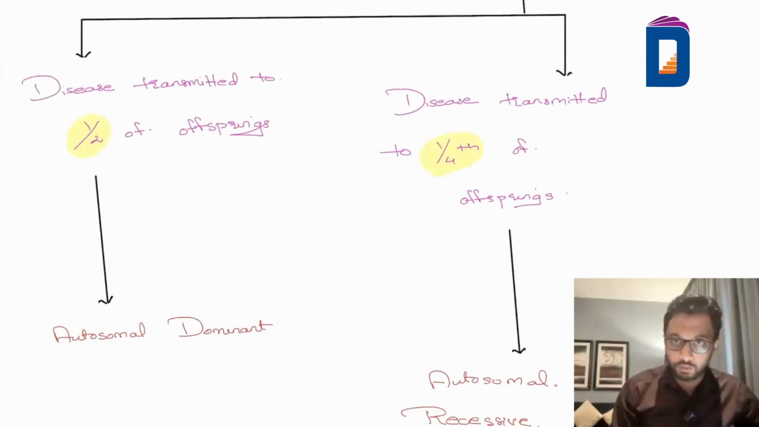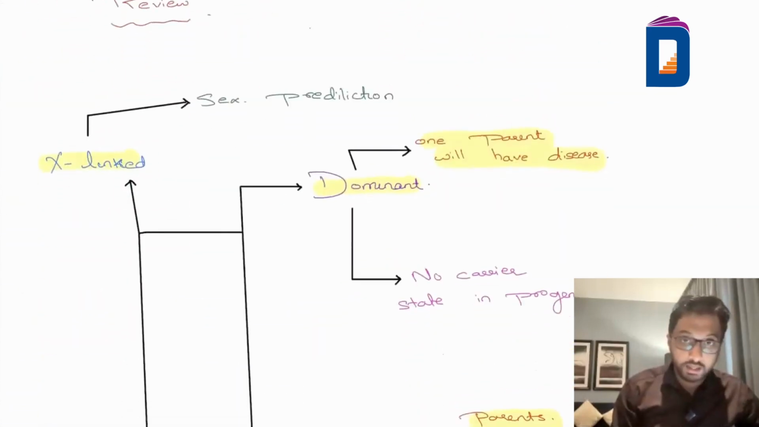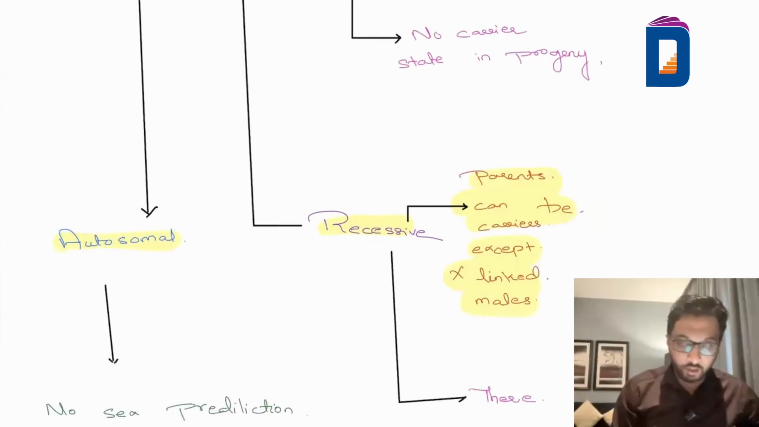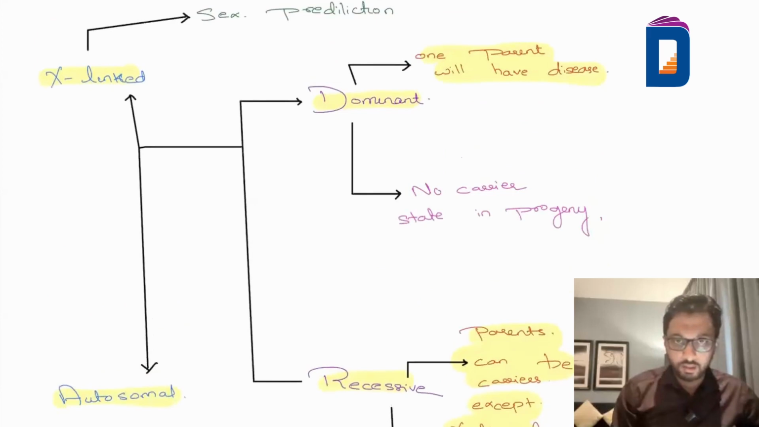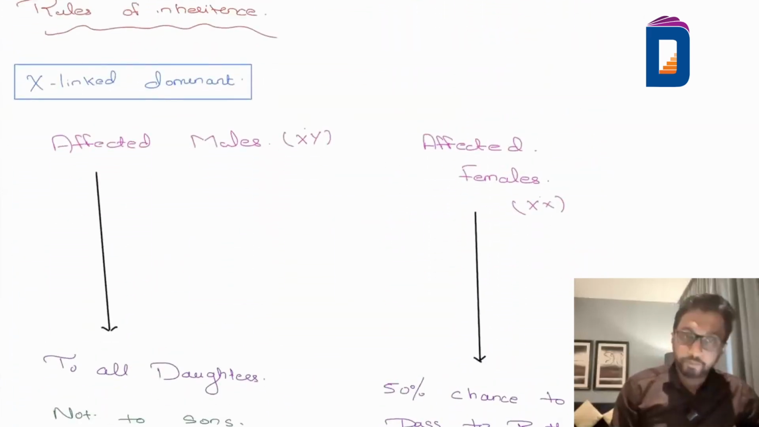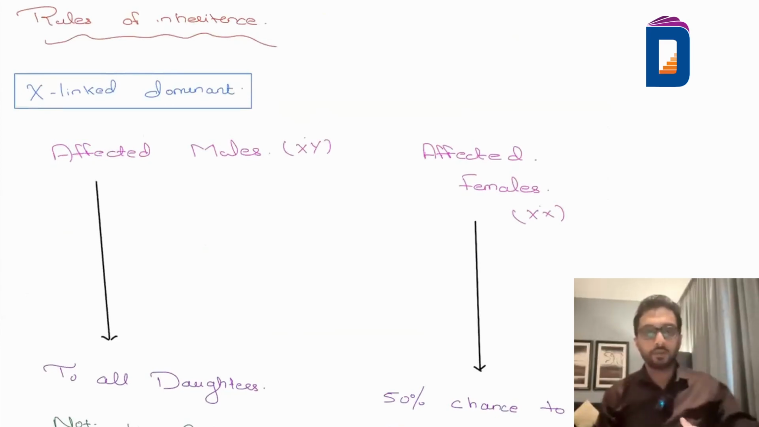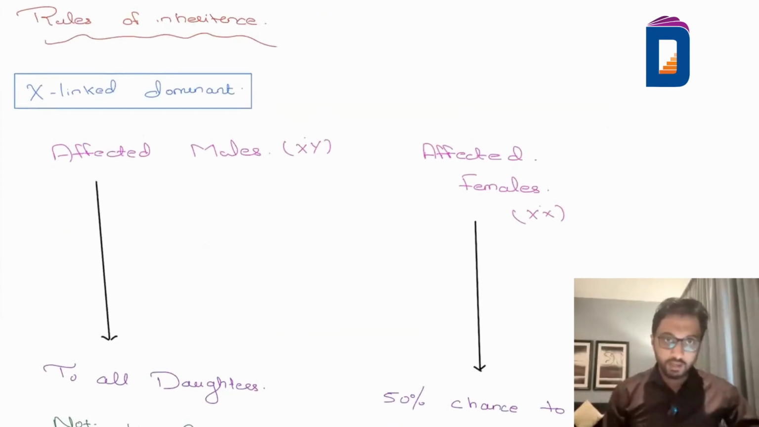If it is autosomal, check the parents' state. If at least one parent is affected, it's dominant, especially autosomal dominant. If none of the parents are affected but are carriers, it's autosomal recessive. This much you know. Then carrier state: in dominant there is no carrier state, in recessive there is a carrier state. Now X-linked dominant, how the trait is going to get transmitted. First you see this, learn this, we'll analyze it as we go.